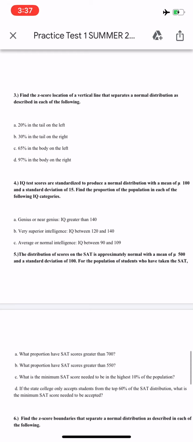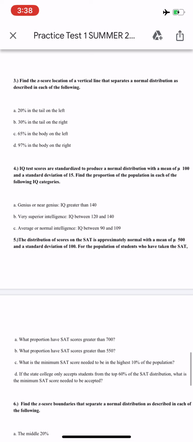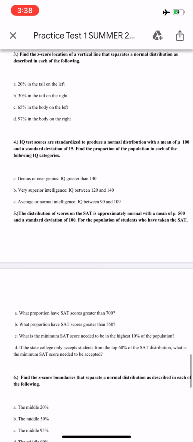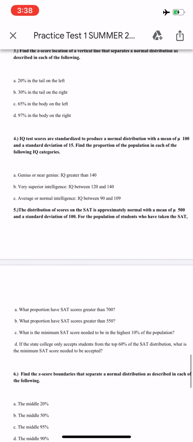Okay, you got to subtract the smaller one from the larger one. So go find the larger one first. 2.67 in column D is 0.4962, and 1.33 in column D is 0.4082, and that answer will come out to 0.088 or 0.0880.